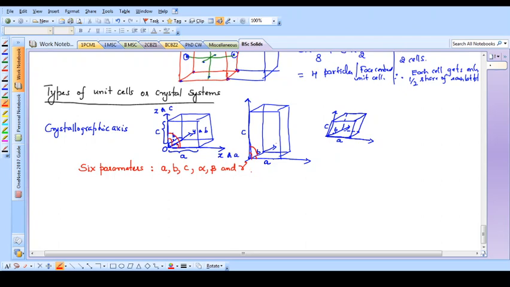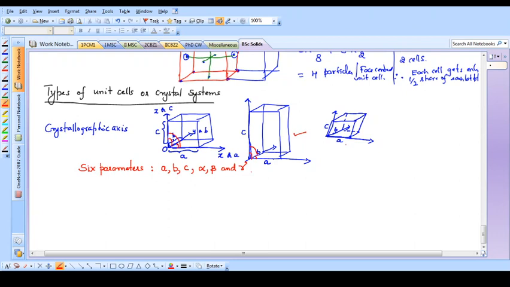Okay, if you look at the second example, here we observe that two of the sides have the same length, that is A is equal to B but is not equal to C, and all the angles are equal to 90 degrees. That is, if I select any two edges, the angle between them is 90 degrees. Okay, so here A is equal to B but not equal to C. All the angles are equal to 90 degrees. Okay, so this is also somewhat different.